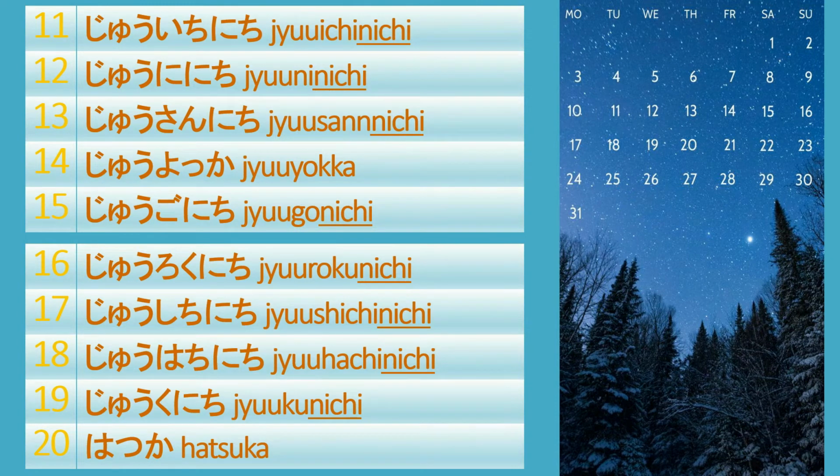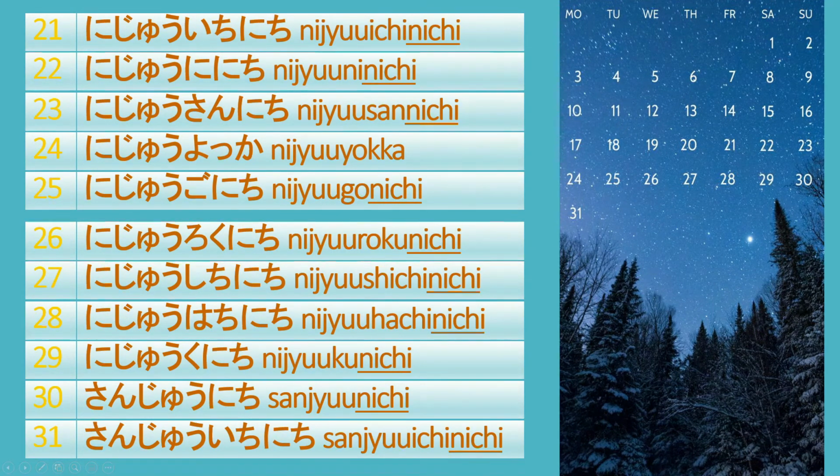Okay? So, si 14, tandaan po, is 14日. And then 20th is 20日. So si 21st ay si 21日. Okay? 22nd is 22日. 23rd is 23日. Okay?